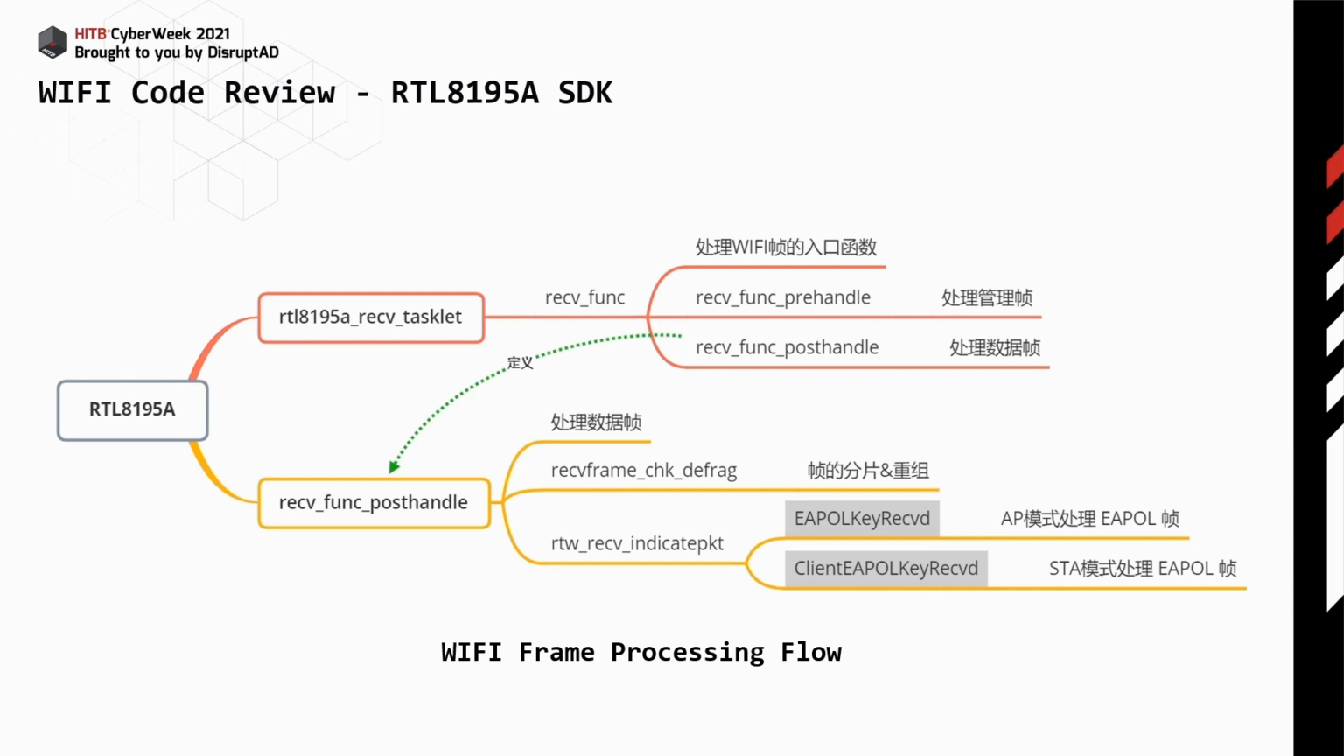When data frames involve fragmentation and aggregation, the function first aggregates the fragmented data frames and then calls RTW receive indicate packet to process data frames. After analysis, the main work of this function is to pass the data related to important frames. The vulnerabilities mentioned above have appeared in this function.